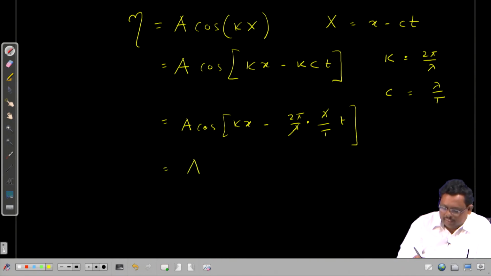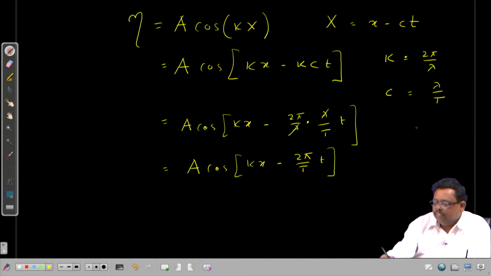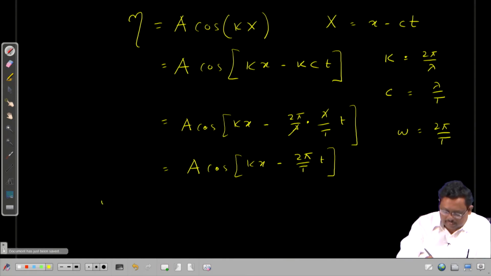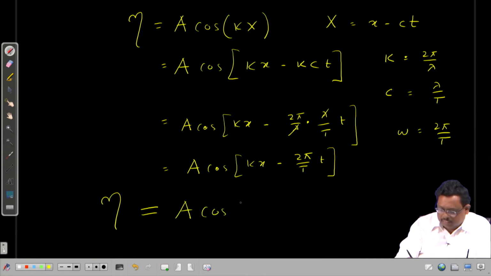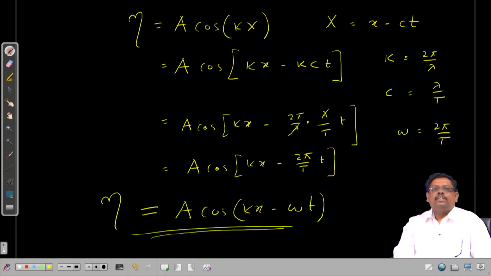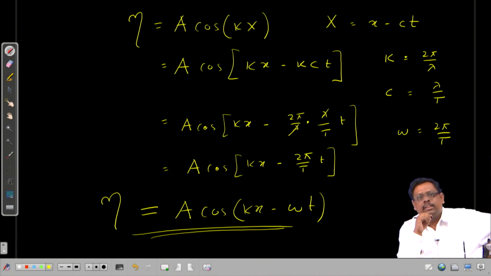So, I will get a cos of k x minus 2 pi by T into t. Now, I know that omega equal to 2 pi by T. So, therefore, finally, I can find my eta equal to a cos of k x minus omega t. Okay. So, this is my final equation of the linear progressive wave.